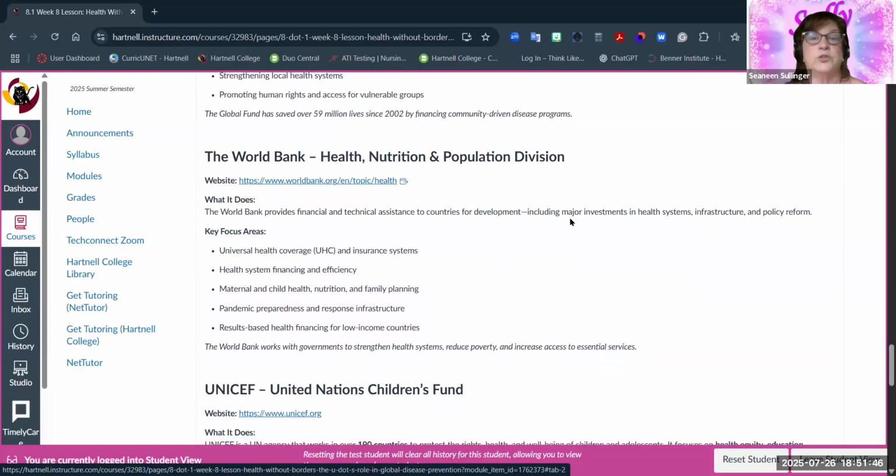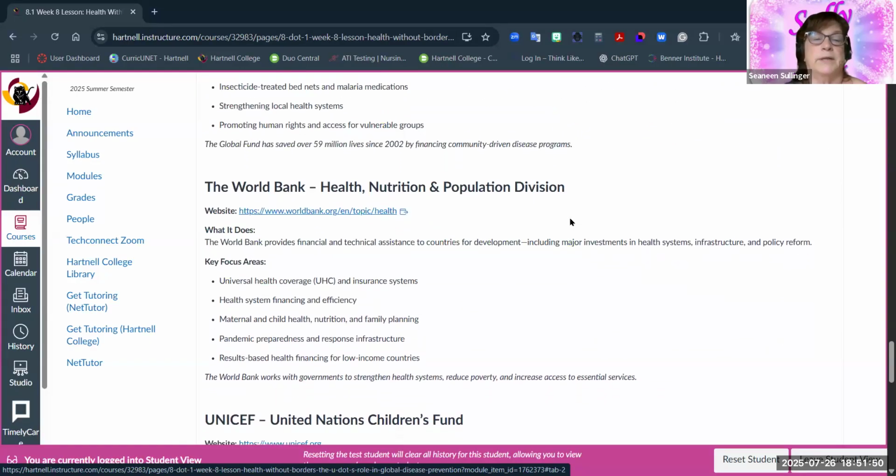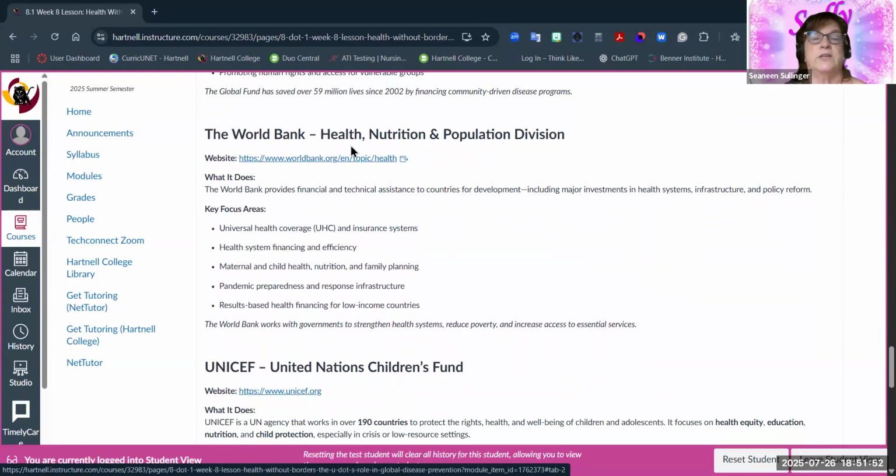The World Bank Health, Nutrition, and Population Division. So again, there's your information there, financial and technical assistance to countries for development, major investments in health systems, infrastructure, and policy reform. So maybe not so much here's the vaccine, but here is the infrastructure.